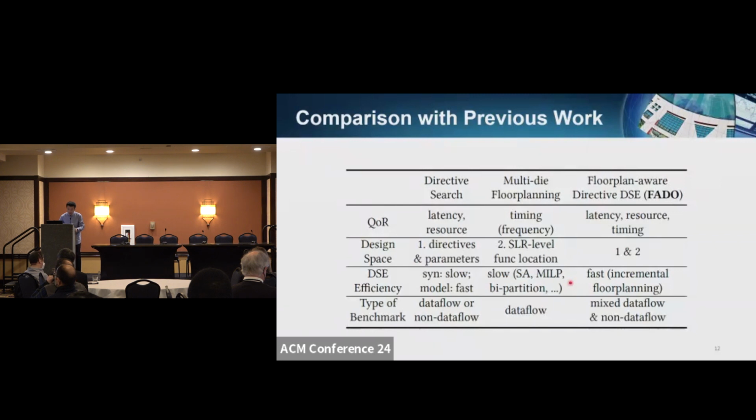Okay, to briefly summarize the research gap and opportunities, now we need a highly efficient co-optimization flow considering multiple objectives. And we need a fast floor planning algorithm that can assist directive search very efficiently to handle the large and non-monotonic design space, and moreover, to support the large design mixing data flow and non-data flow cases.